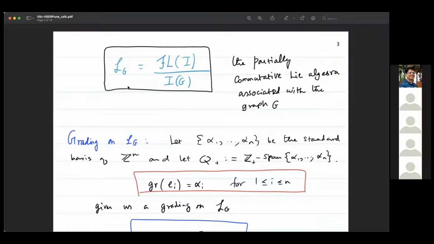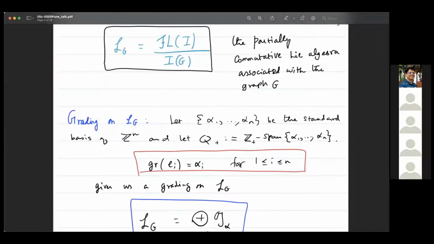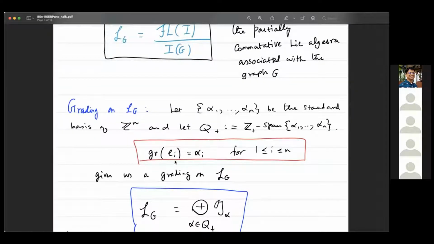So let's look at this partially commutative Lie algebra. This Lie algebra is naturally graded. So what is the grading that I'm going to use? You fix a basis alpha_1, etc., alpha_n, which is the standard basis of Z^n. Then you take Q_+ to be the positive cone spanned by alpha_1, etc., alpha_n, because only the elements of Q_+ will appear in the grading. So what is the grading? You assign the grade of e_i to be alpha_i.